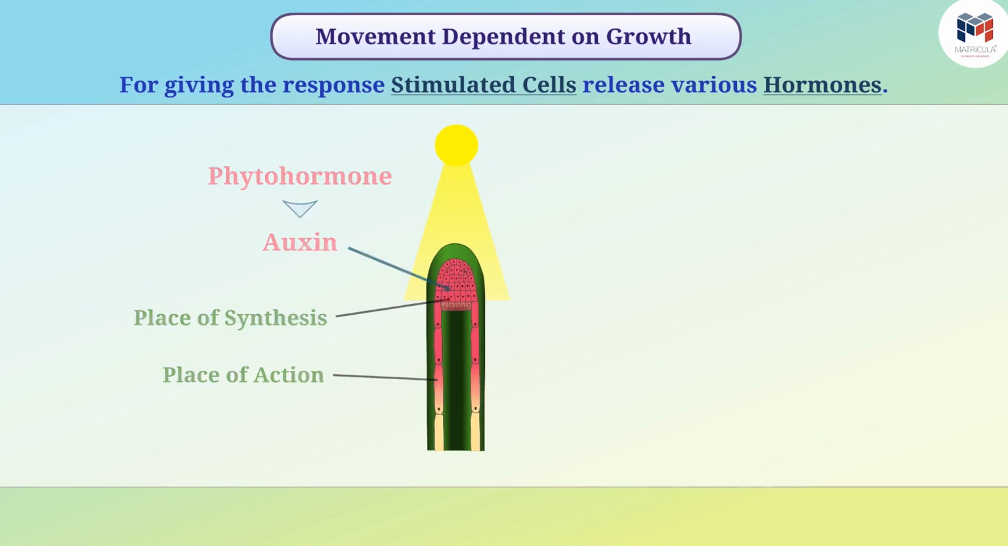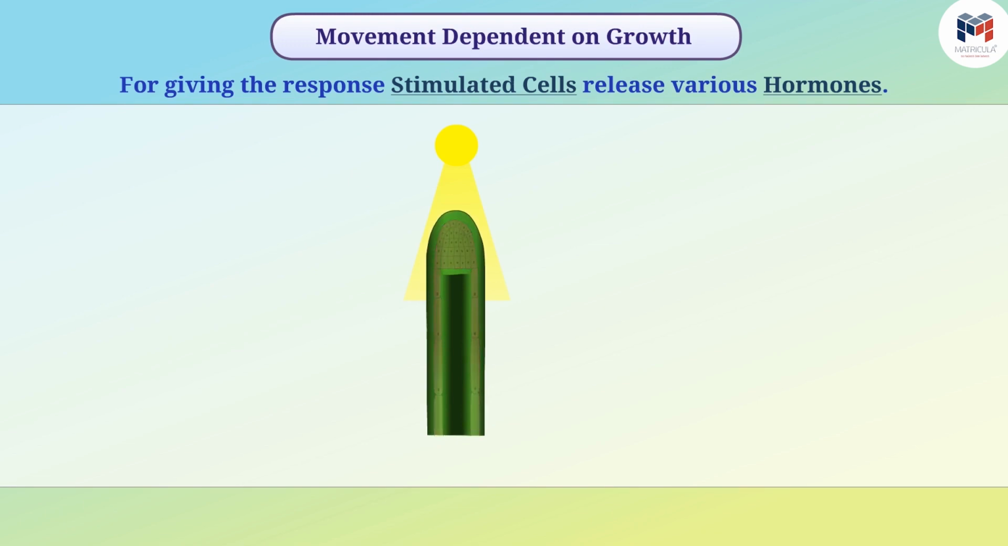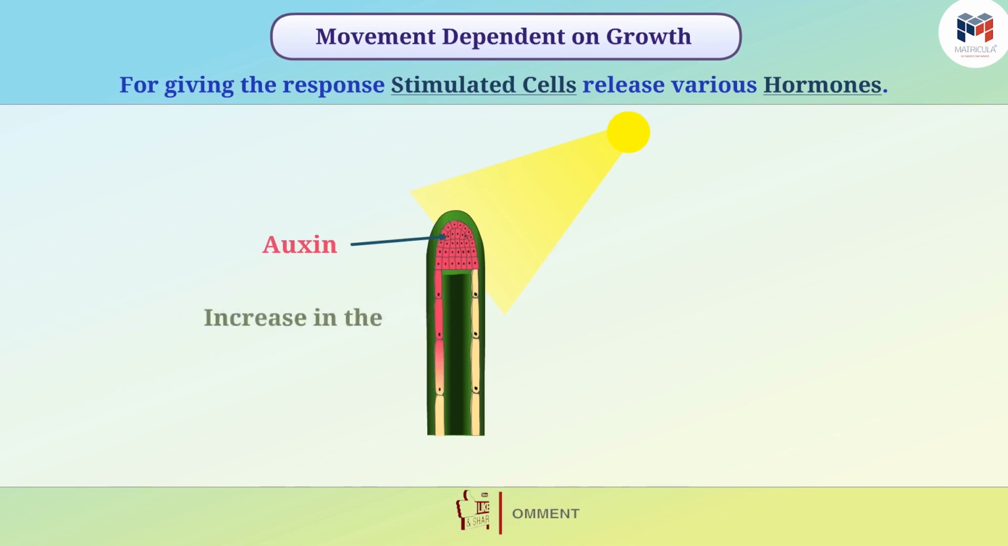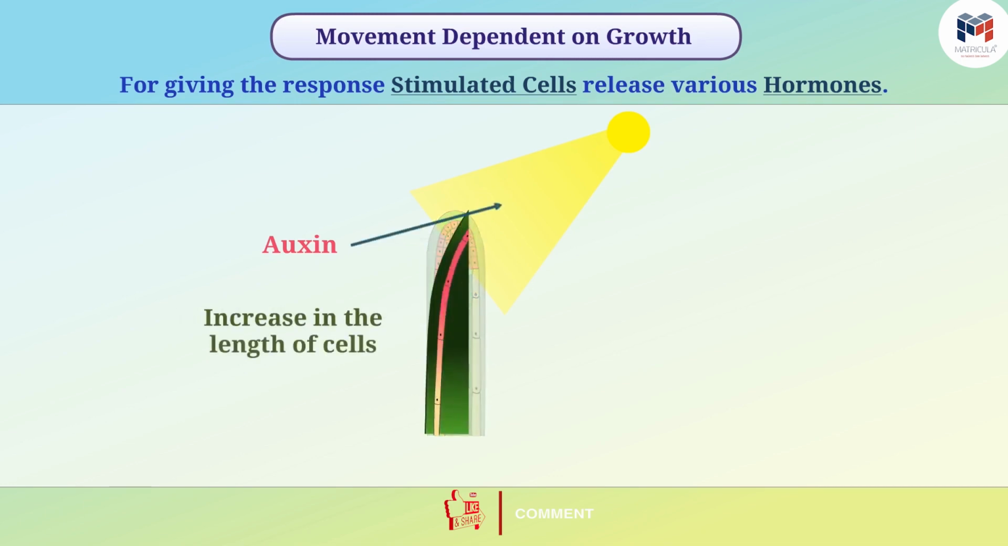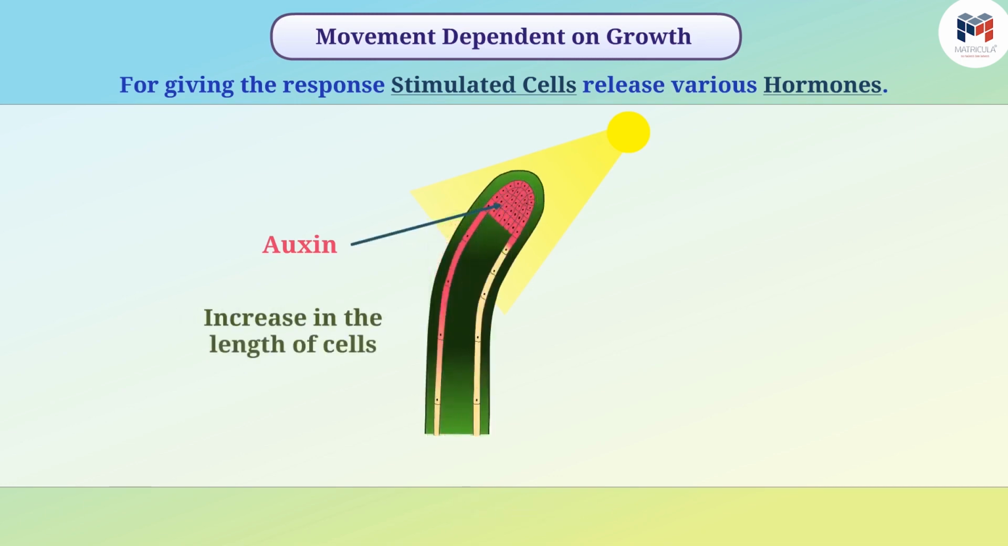Auxin causes increase in the length of cells. However, when light comes from one direction, then auxin diffuses from the tip of the plant towards the part of the plant away from the light. Due to this, the concentration of auxin increases in that part. Therefore, there is a greater increase in the length of cells in that part, which causes the plant to turn towards the light.